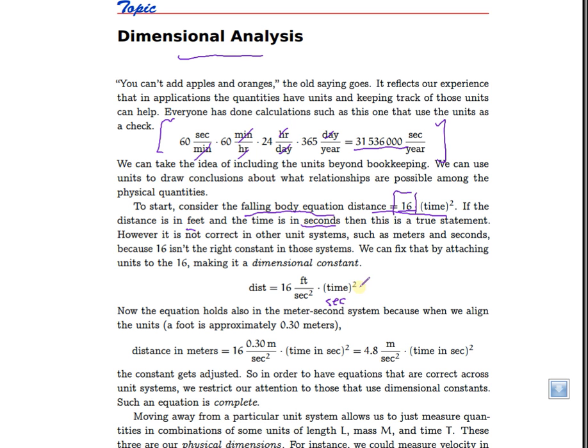Now suppose I wanted to get the distance in meters. Well, I do a similar conversion that I did up here. I'm going to have to find something that gives me meters per feet. And it turns out that that's about 0.3. Then if I do the algebra on this, I'm going to get 16 times 0.3. That gives me 4.8. So the correct formula in the metric system is 4.8 times the time in seconds squared.